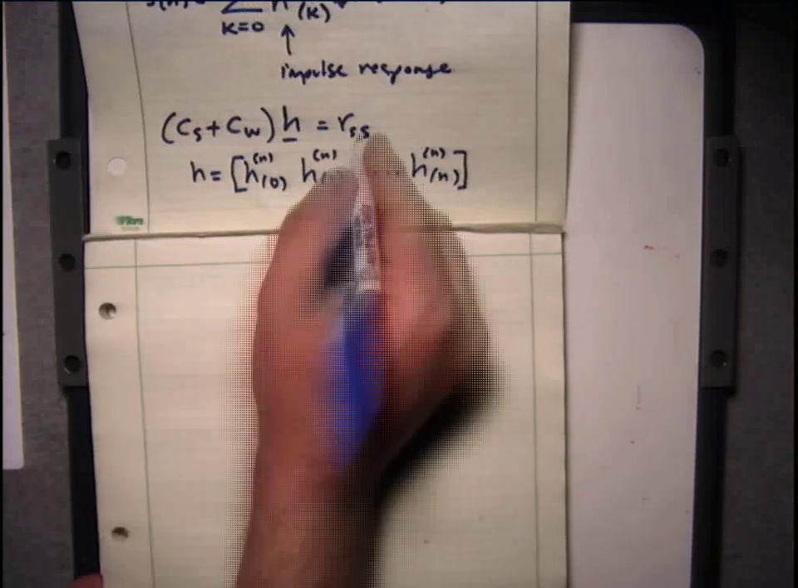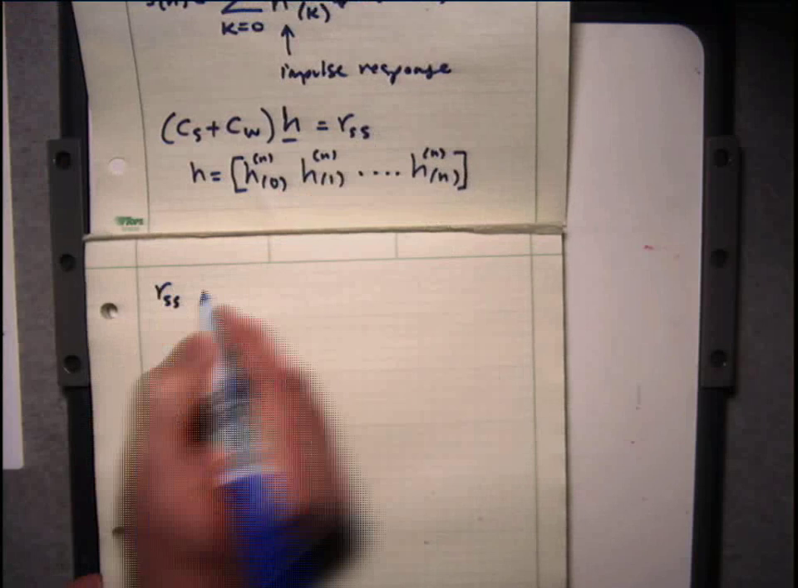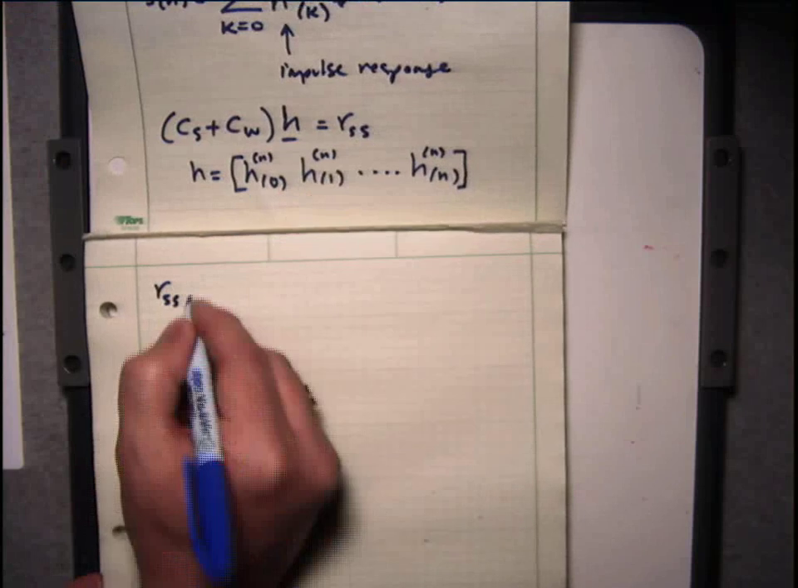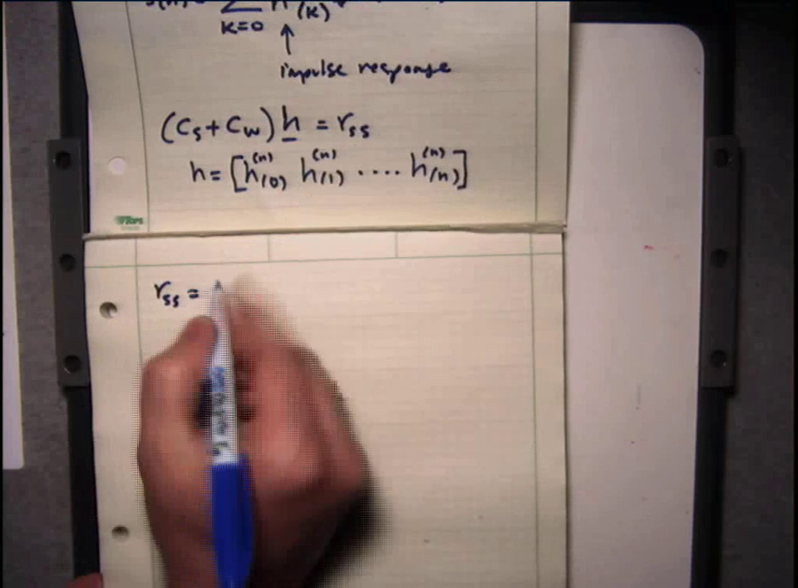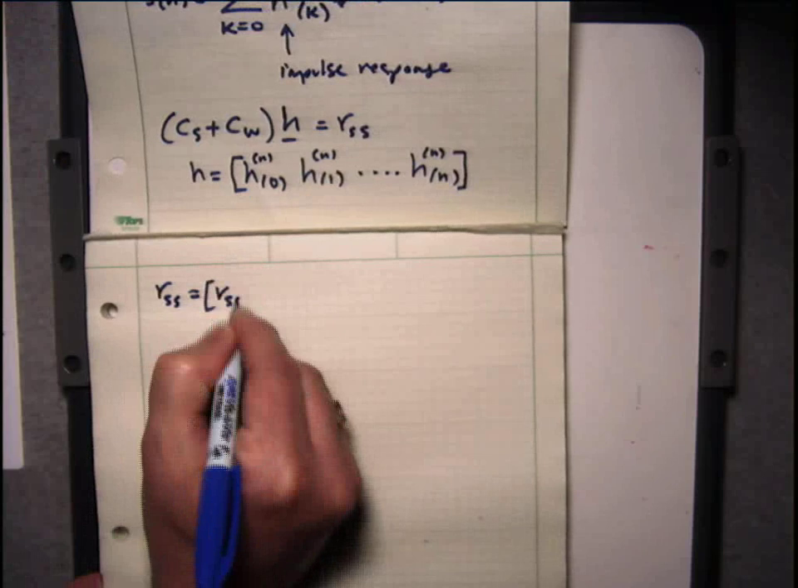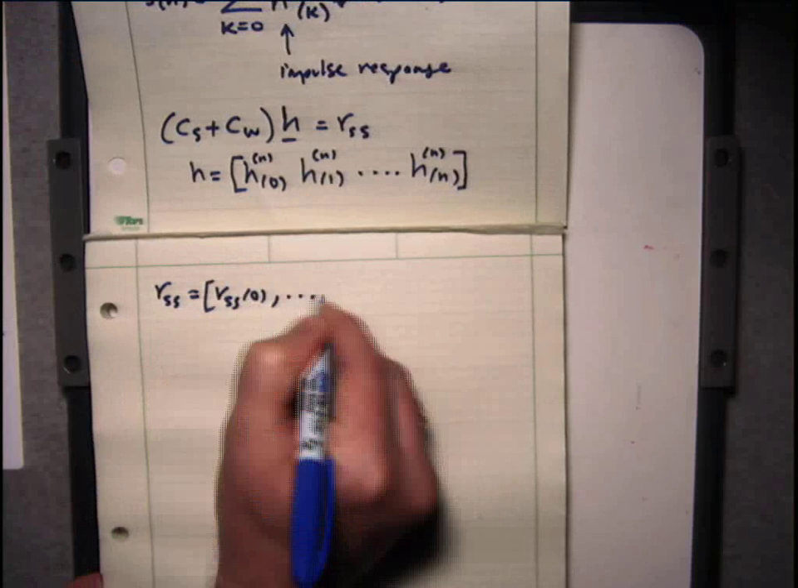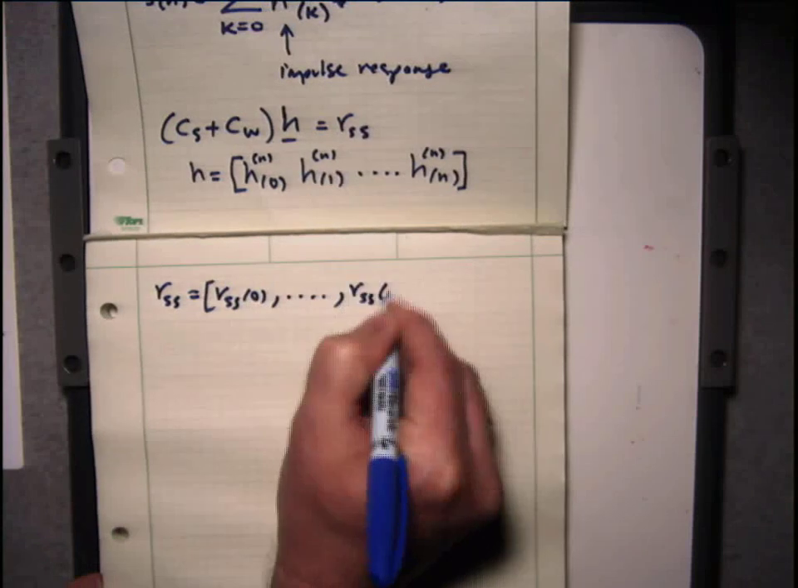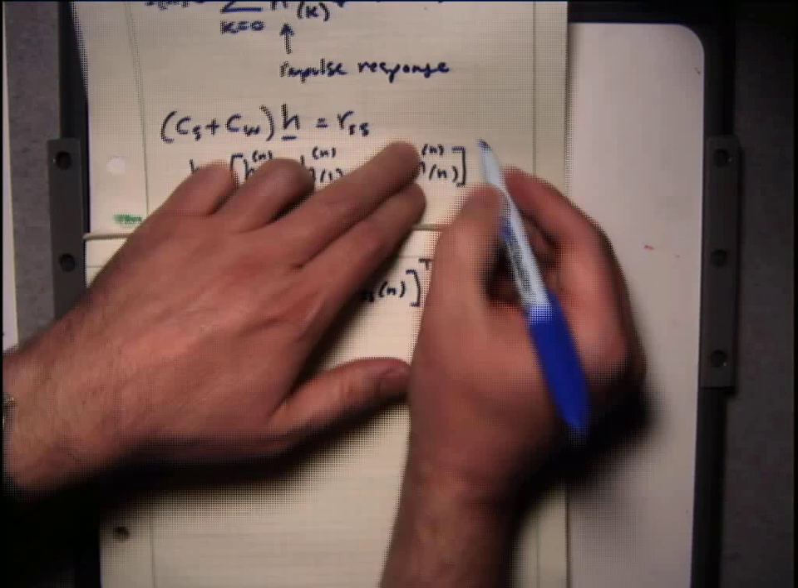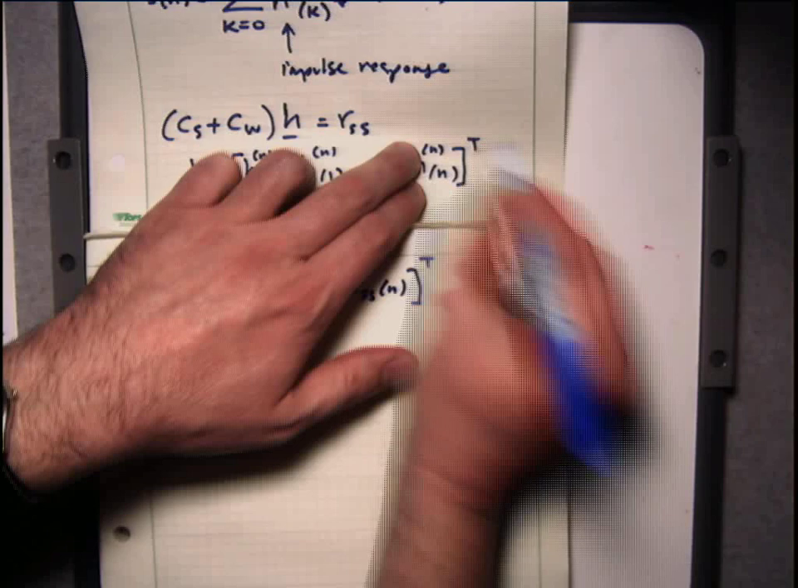And RSS here is not exactly the same as the RSS prime. It's actually a flipped version of it. So this RSS is RSS 0, RSS n, and transpose. Sorry, there's a transpose here too.